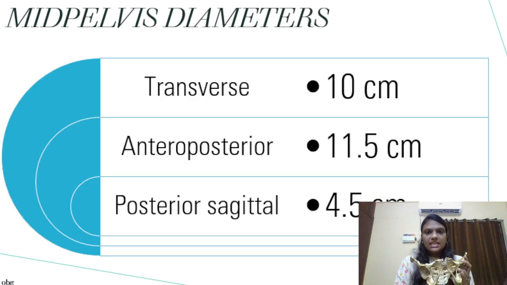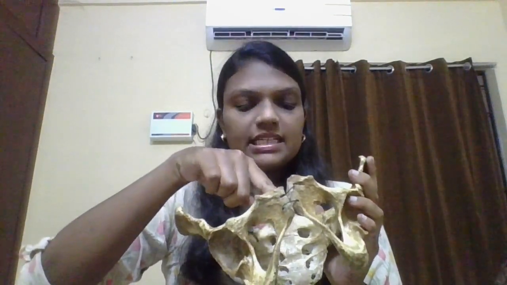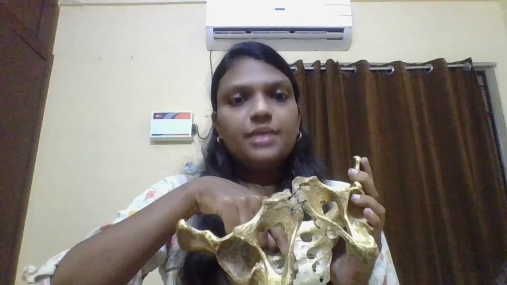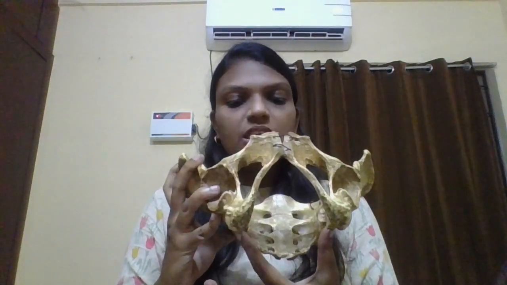Again, we have three diameters in the mid-pelvis: transverse diameter, anteroposterior diameter, and posterior sagittal diameter. Let's see the anteroposterior diameter. The anteroposterior diameter of the mid-pelvis is measured from the pubic symphysis to the intersection of the second and third sacral vertebra. The transverse diameter is measured between the two ischial spines.